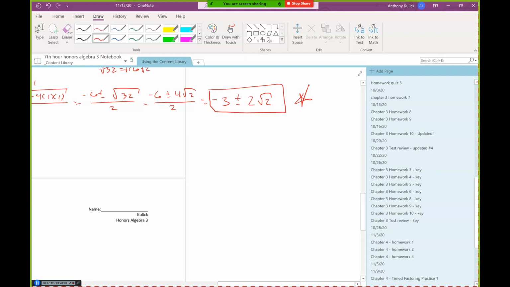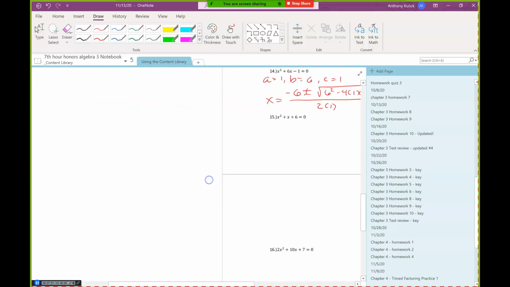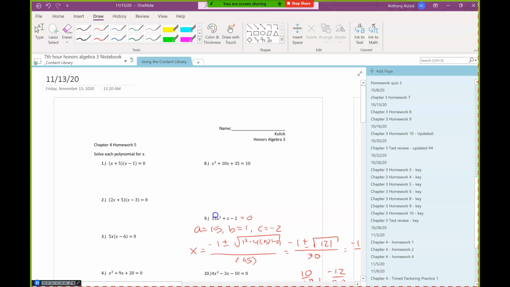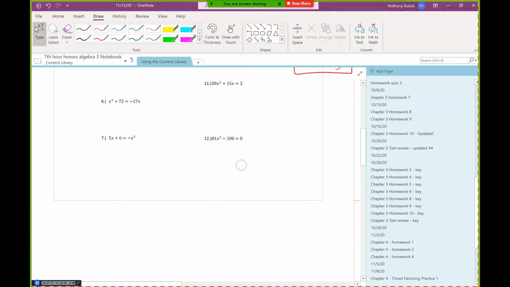Okay with that? Okay. Last call on questions from these two. Maya? 10 on which homework? 5. Okay. And then how did you go about trying to do number 10? Did you try to factor or use the quadratic formula?